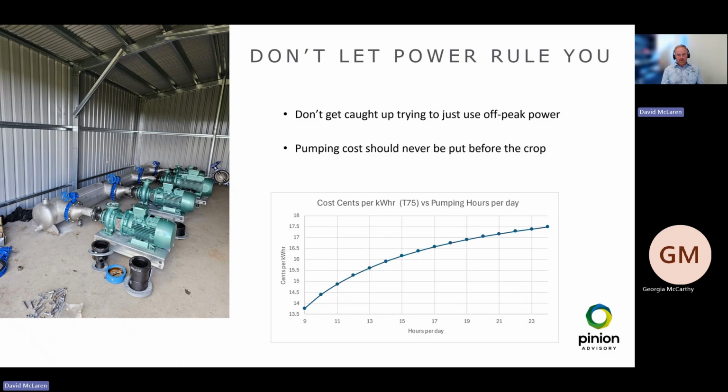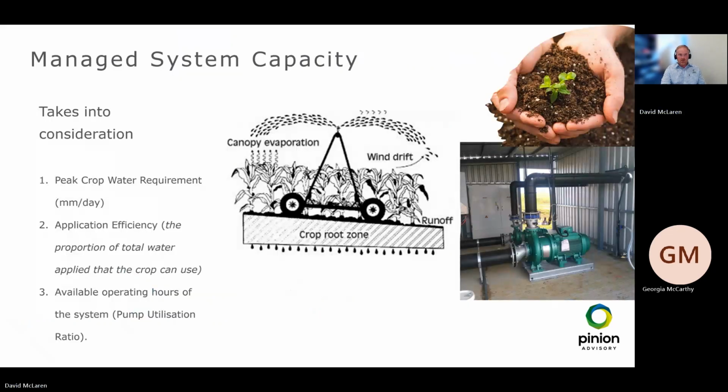So don't get focused. The key take home message here is focus on the crop. Don't just get focused on trying to justify off-peak power, because it often doesn't stack up from a numbers perspective.